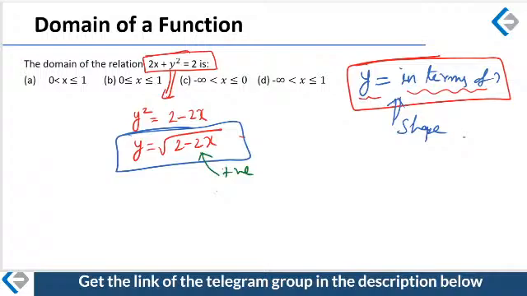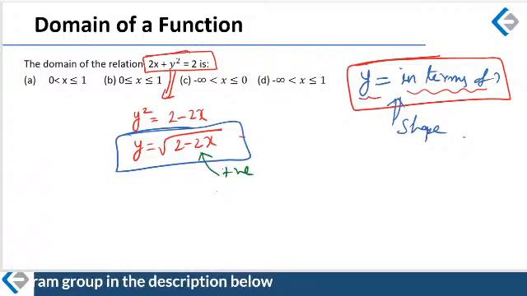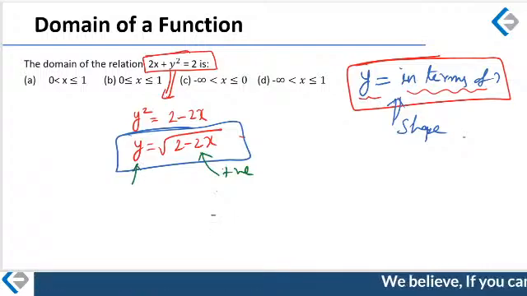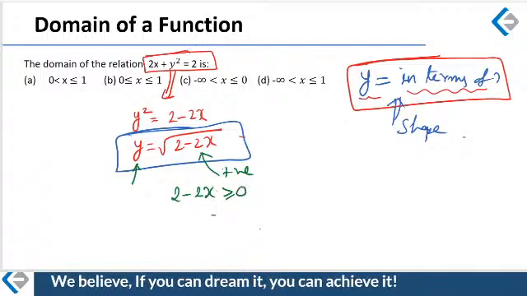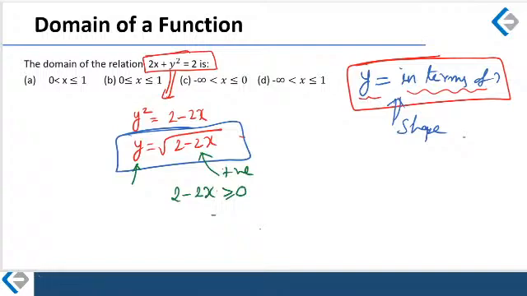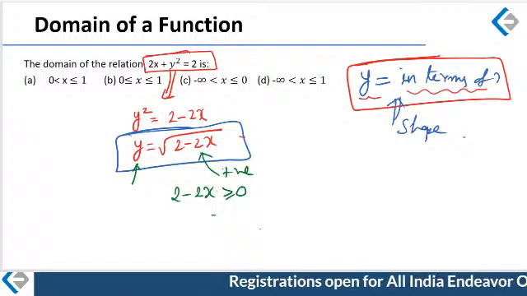Now, under root of a negative becomes an imaginary number. Y is not imaginary, y is real. Therefore, the input has to be positive. So 2 minus 2x has to be greater than or equal to 0. Positive 0 is also fine. Under root of 0 is also fine, not a worry. Therefore, it has to be greater than or equal to 0.